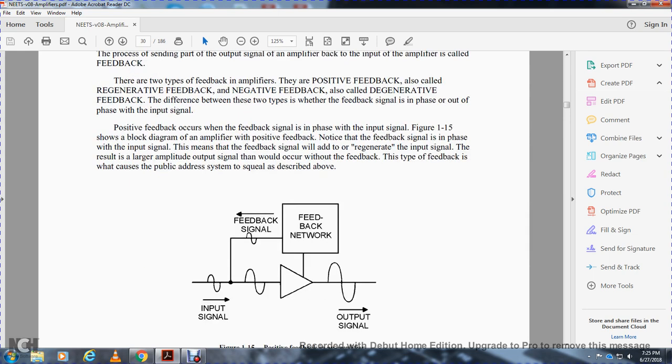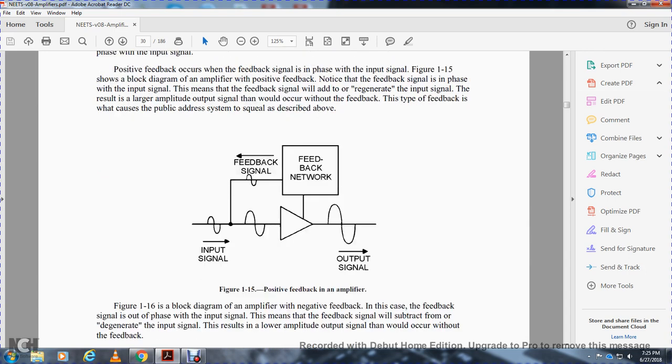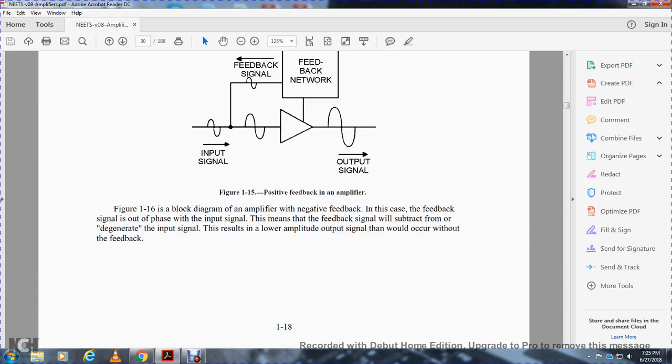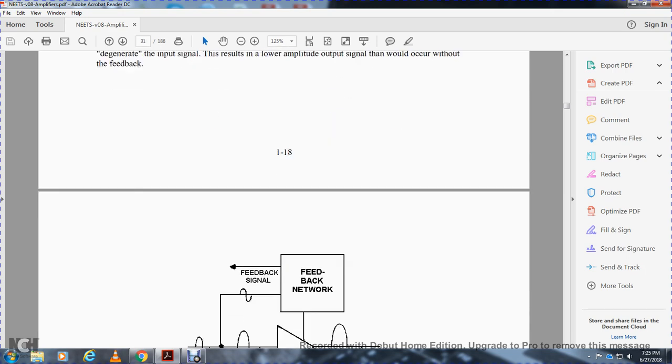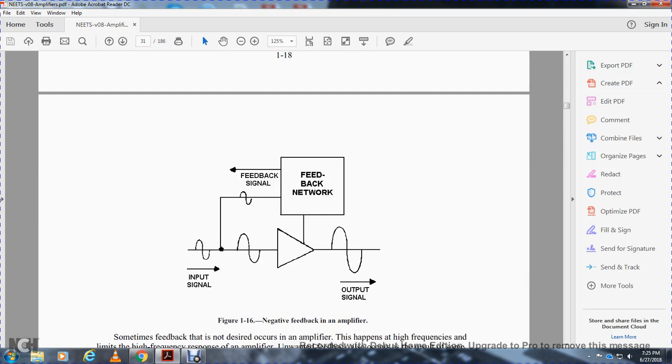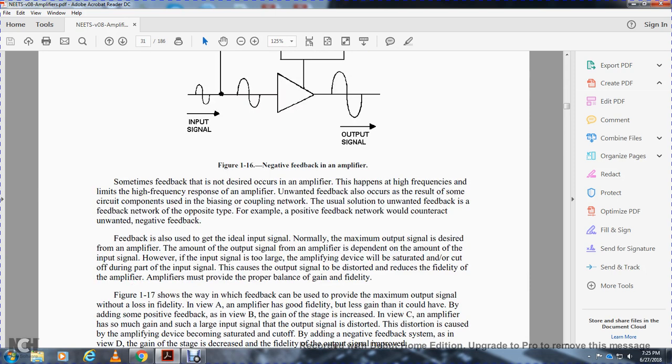You have the input signal going into the amplifier, and the output connected to the feedback network, with the feedback signal going back to the input. Figure 116 is a block diagram of an amplifier with negative feedback. In this case, the feedback signal is out of phase with the input signal, which means the feedback signal is subtracted from the input signal, causing degeneration. This results in a lower amplitude output signal than would occur without feedback.